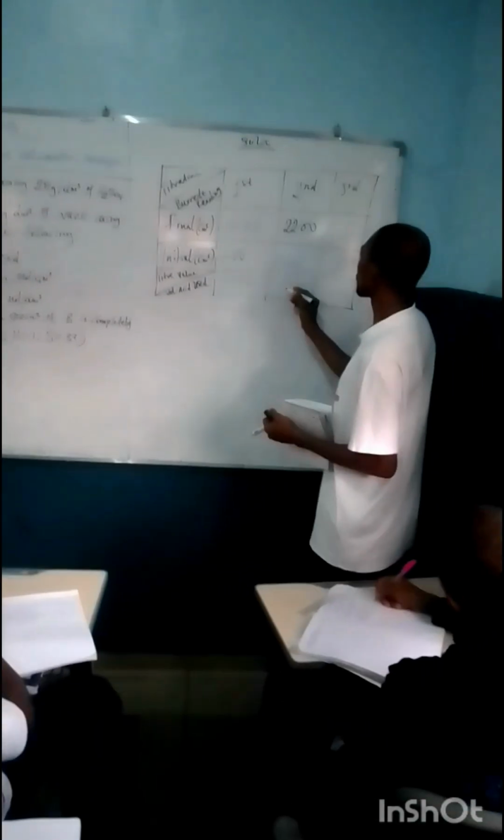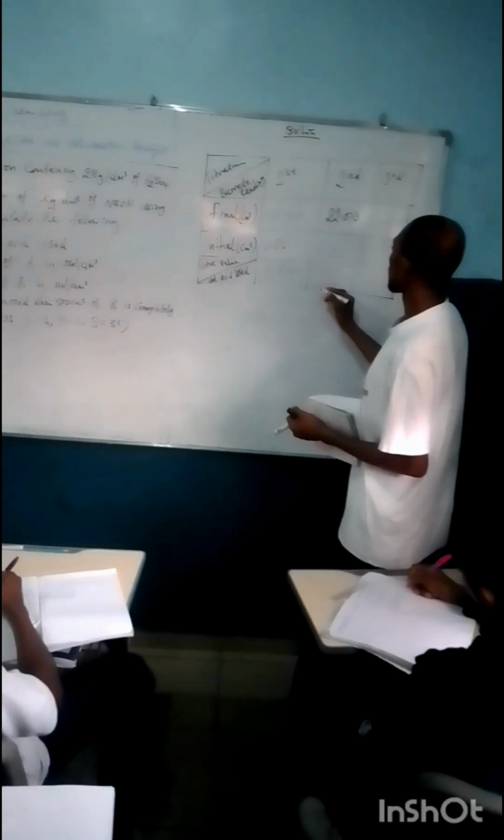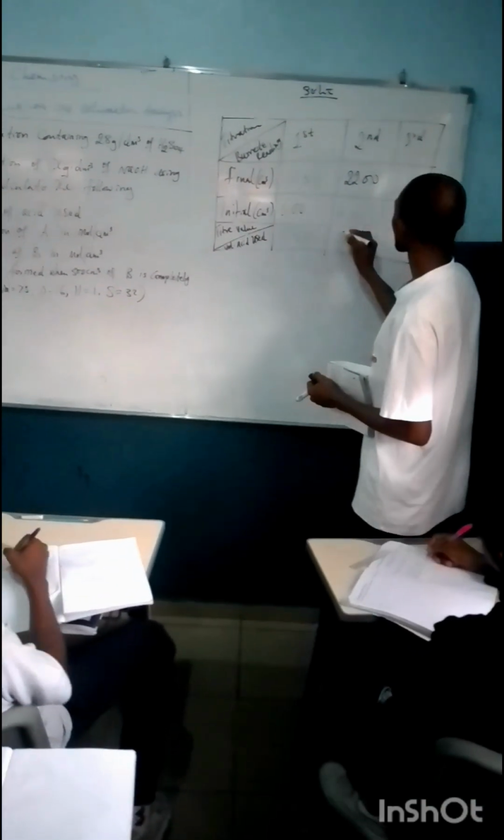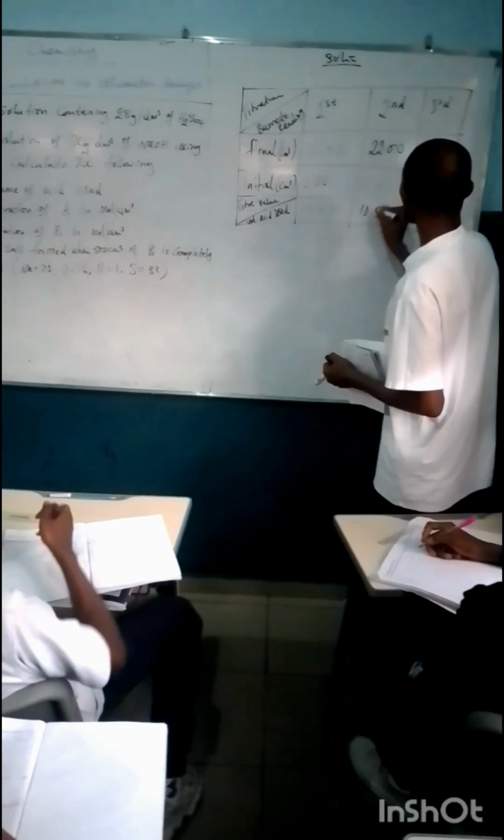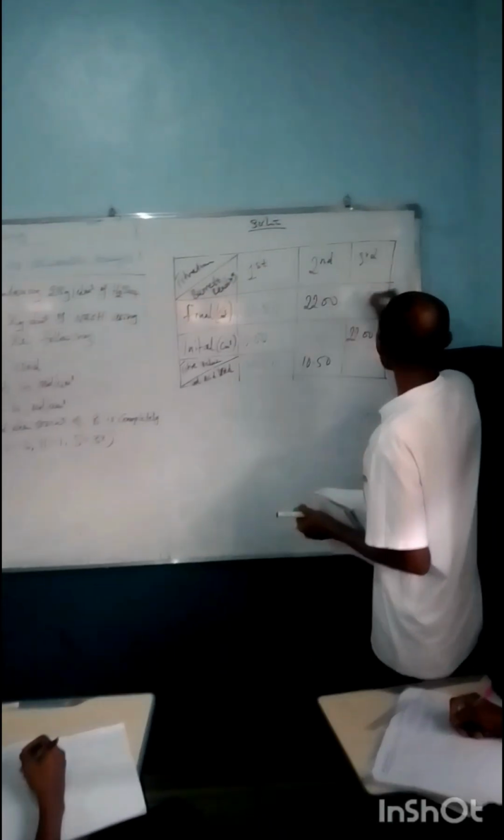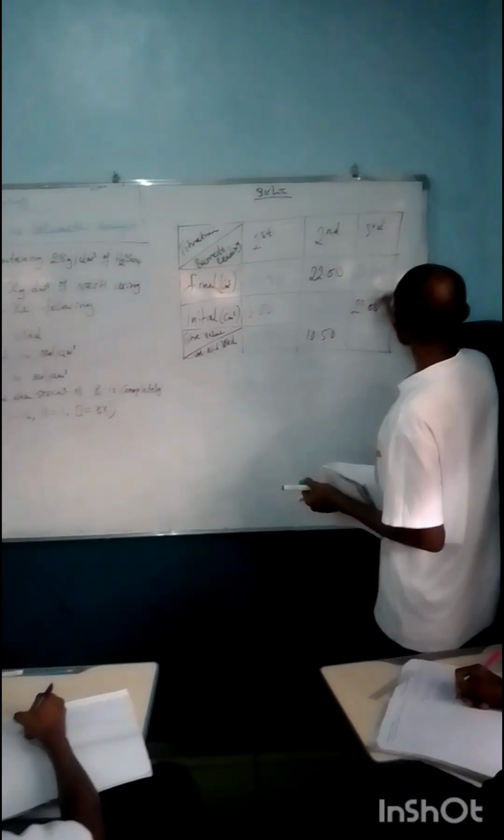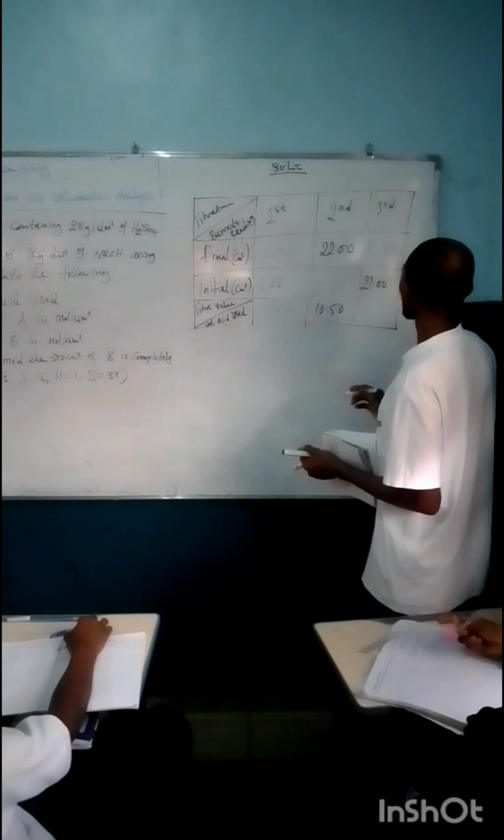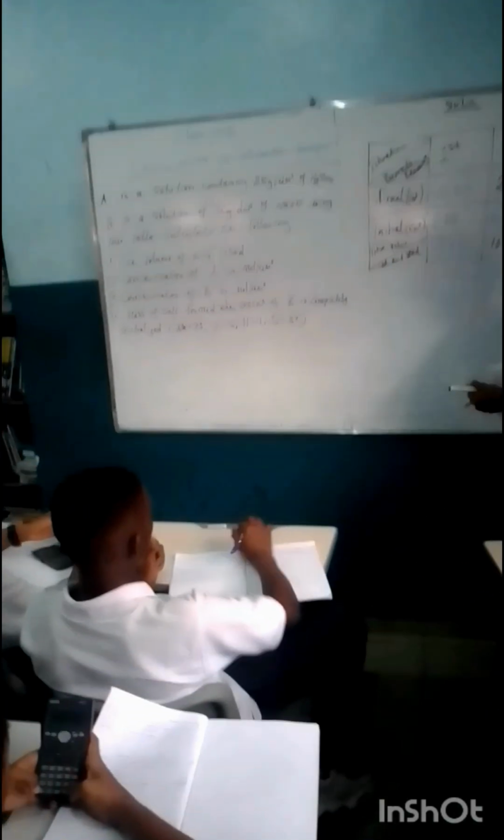The final here was what? 22.00. So the volume of acid used is what now? 22.00 minus 11.50, 10.50. Then here our final is 33.30. Alright, 33.30 minus 22.00, 11.30. Right. So this is our table.